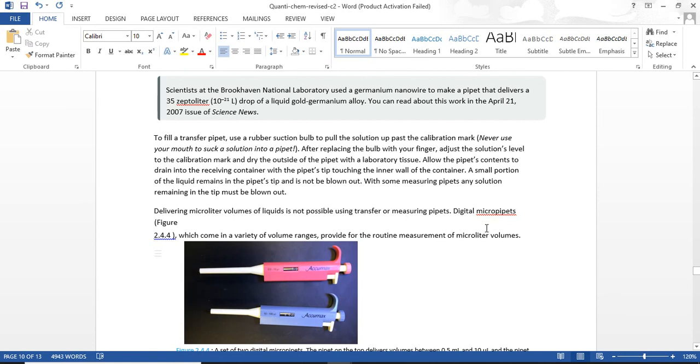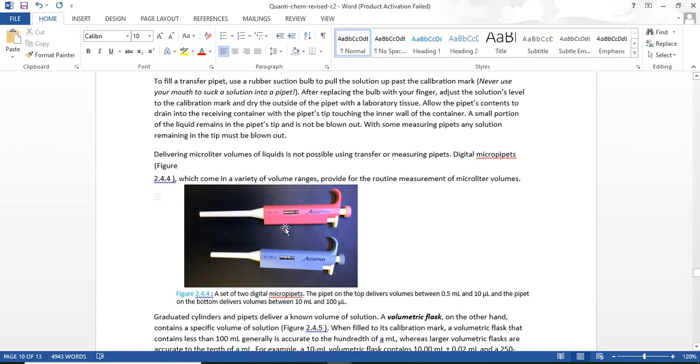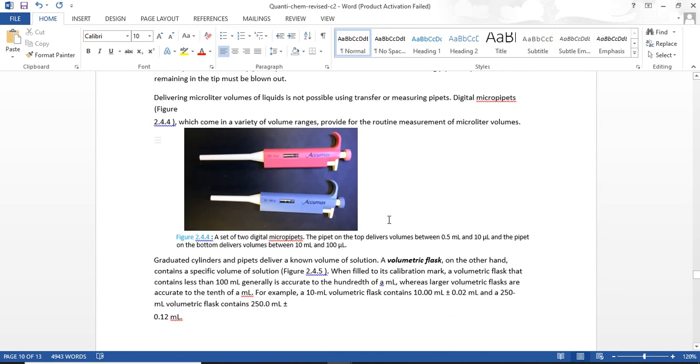Delivering a microliter volume of liquid is not possible using your transfer pipette or measuring pipette. What we use is the digital micropipette, which may vary in volume range from our routine measurements, microliter volumes. You have here the digital pipettes. We use them in clinical laboratories because our work is repetitive and involves small volumes. It is also adjustable, depending on how many microliters you want to take.